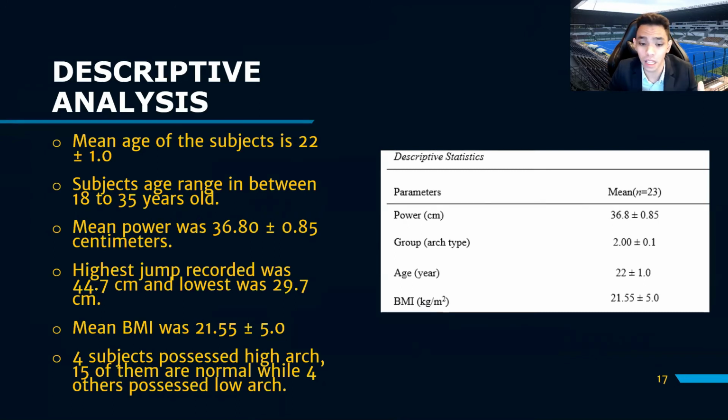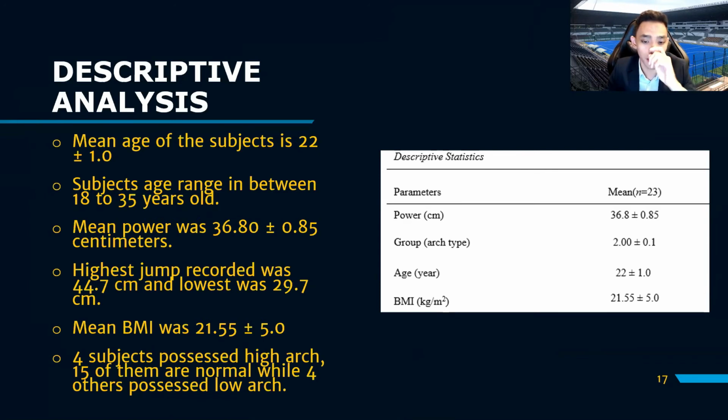All subjects were female. Also shown in the table, the mean power was 36.8, with a standard deviation of 0.85 centimeters. The highest jump recorded was 44.7 centimeters, and the lowest was 29.7 centimeters.